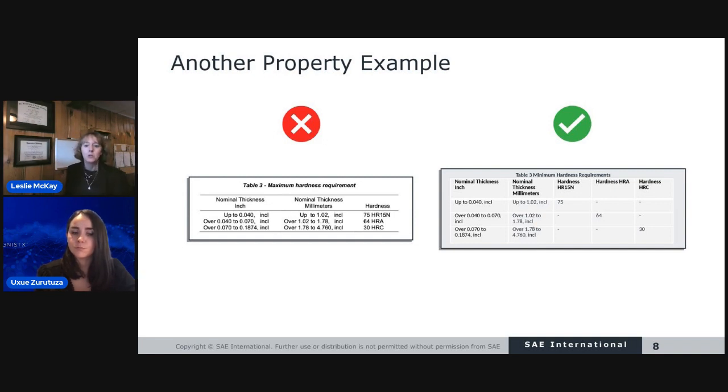It's important to make sure that you've got each of those so that when someone goes to search them, they are searching for a specific variable. And organizing the table this way will have a set of hardness for each of these types of ways you can measure hardness.